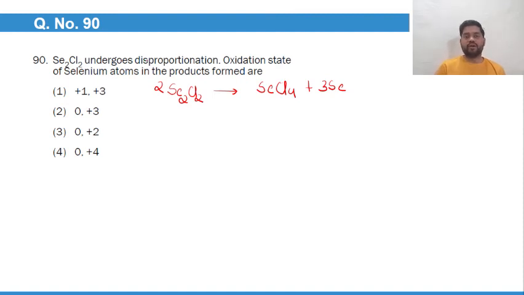So it undergoes disproportionation, and the oxidation state of selenium atoms in the products is what they are asking about. So over here, this is 0. This is not the right answer. And this is -1. So 4 minus 4 plus 4. So plus 4 and 0. Plus 4 and 0. Option number 4 will be the best answer. So 90, option number 4 is the right answer.